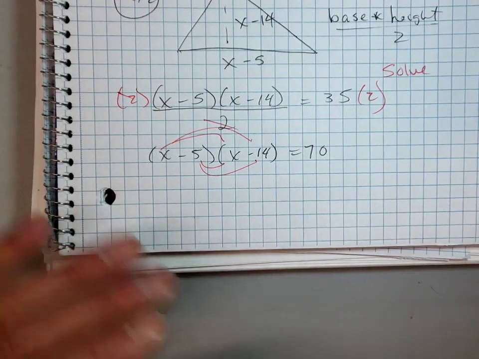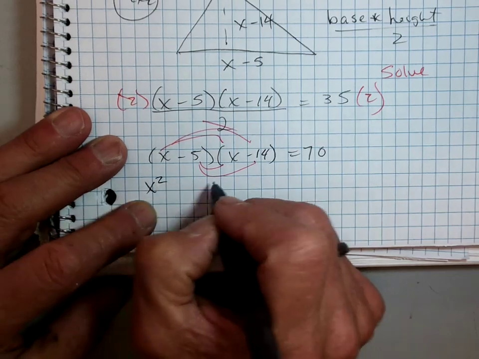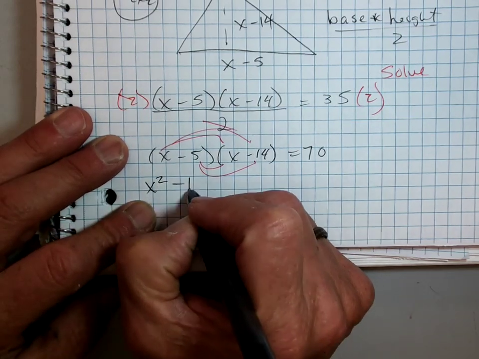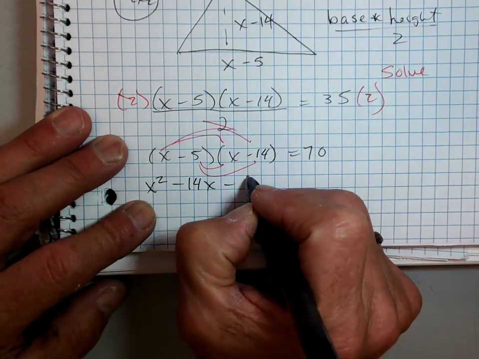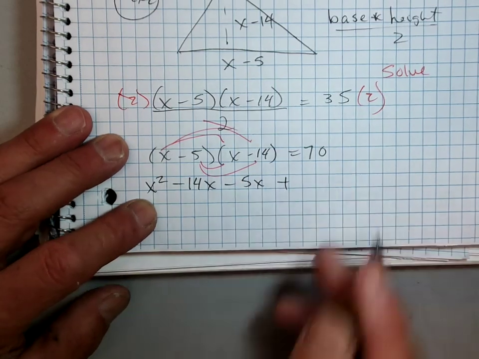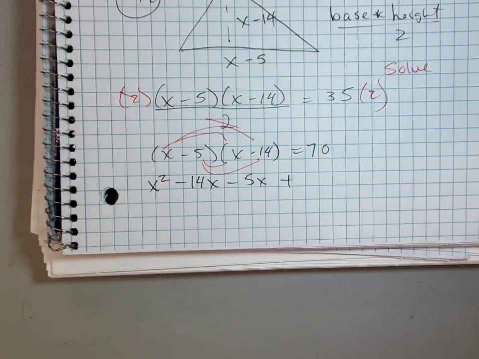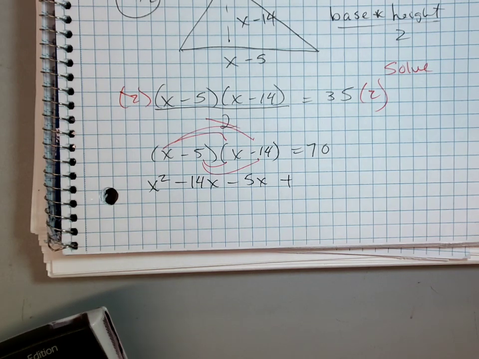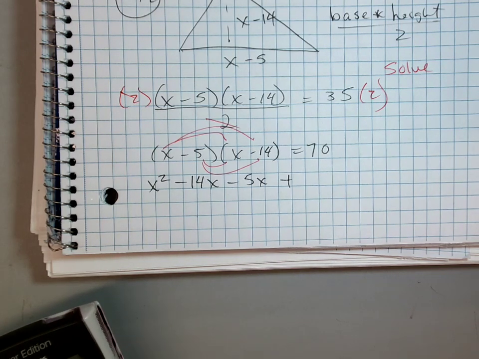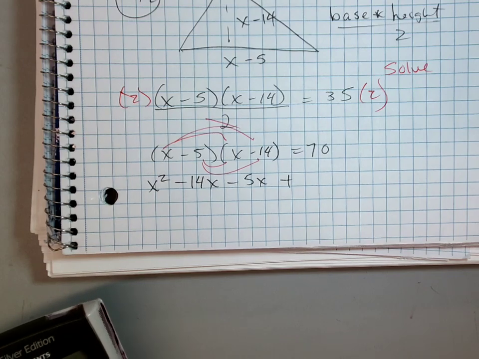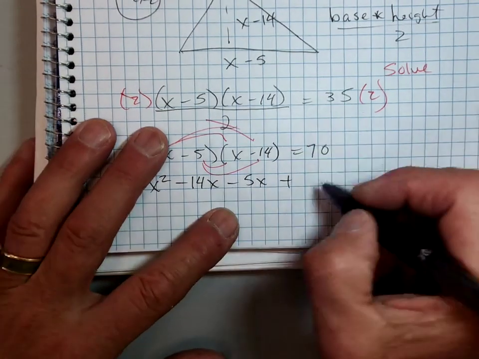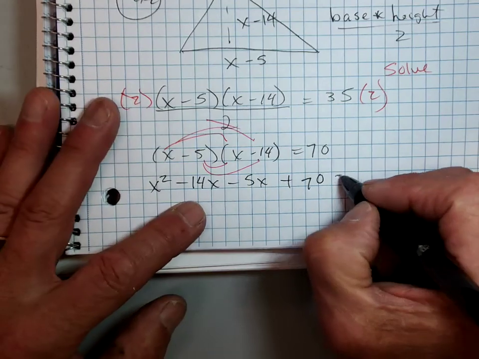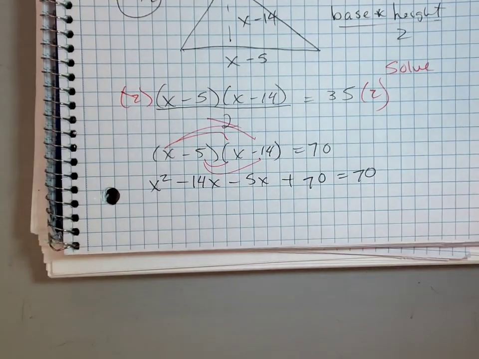So I'm going to get x squared minus 14x minus 5x plus, because negative times negative, what is that, 80? No, 60. It's probably 70, isn't it? I bet it's 70. 5 times 14, it's got to be 70. Yep, 70. Plus 70 equals 70, okay?